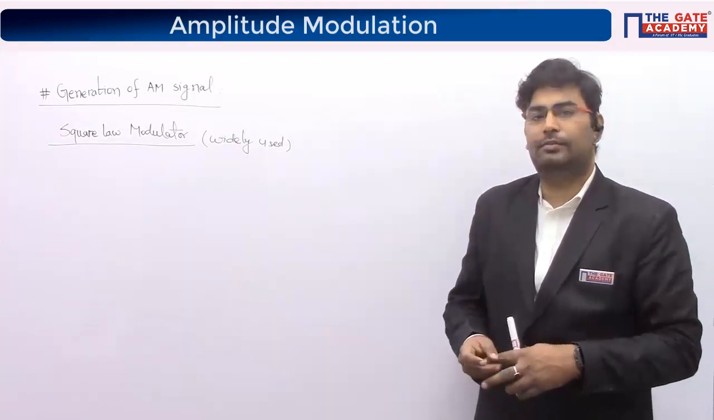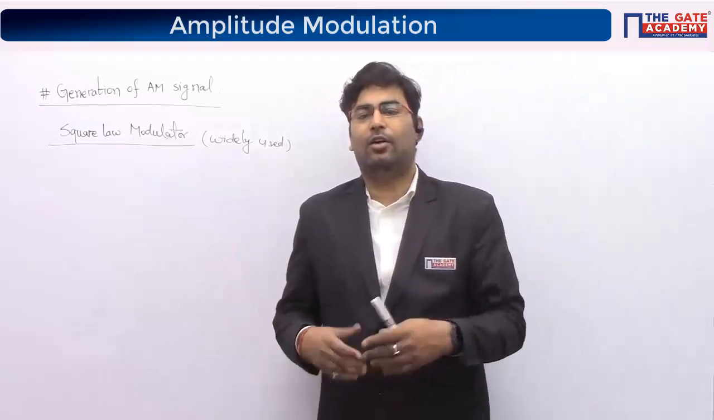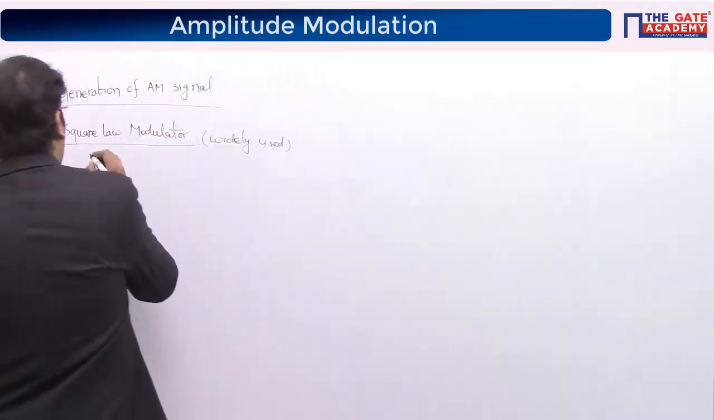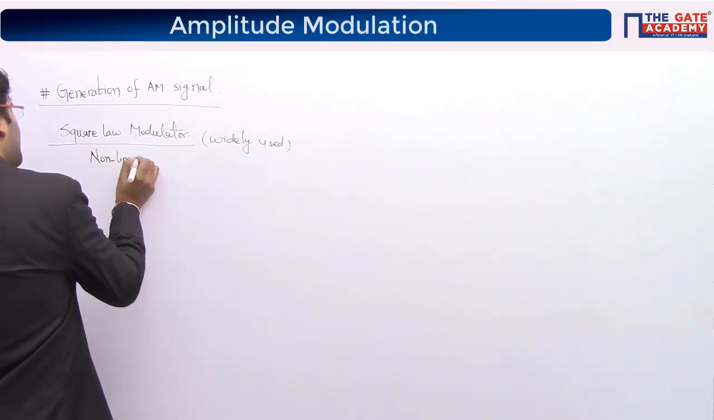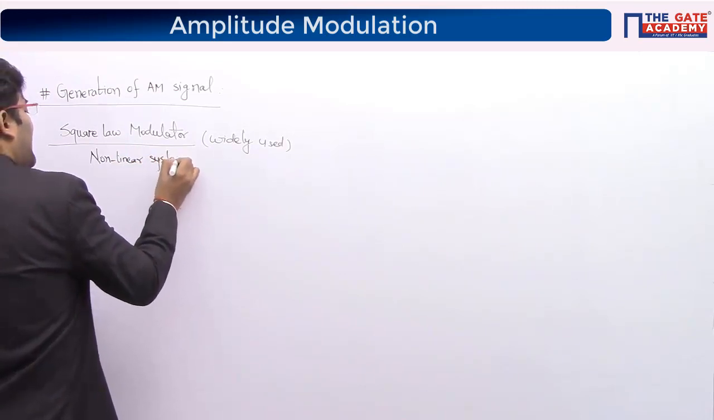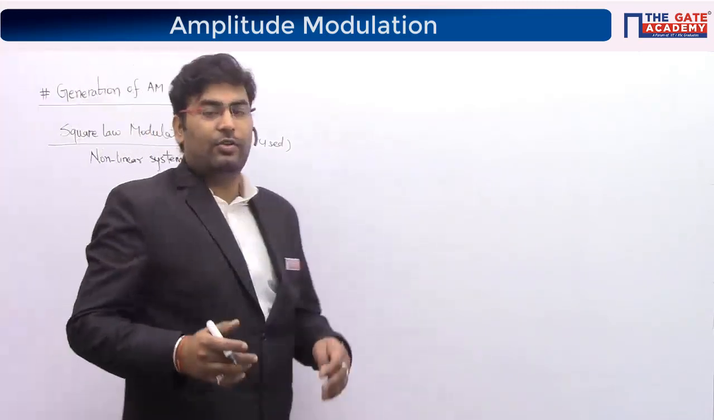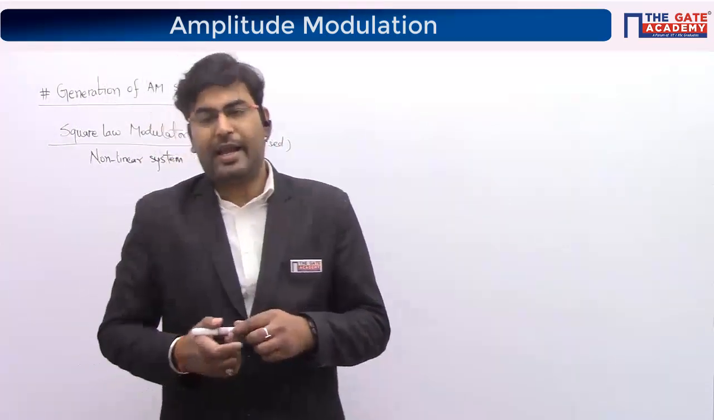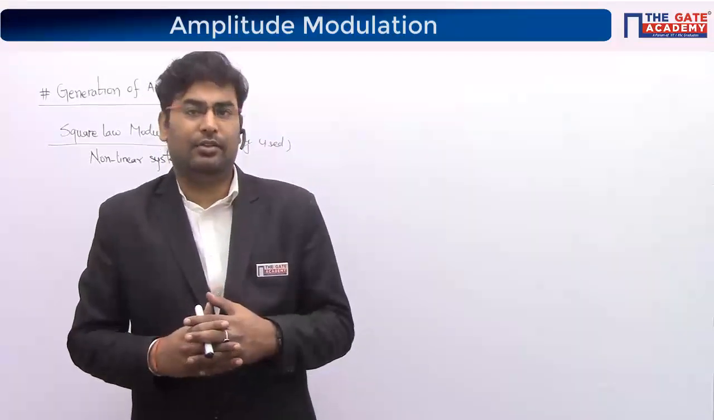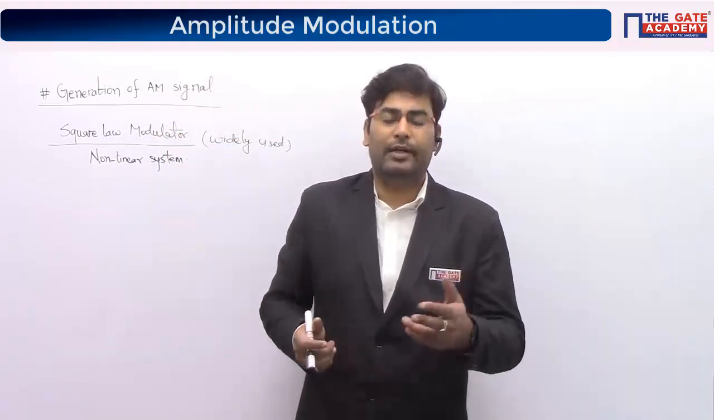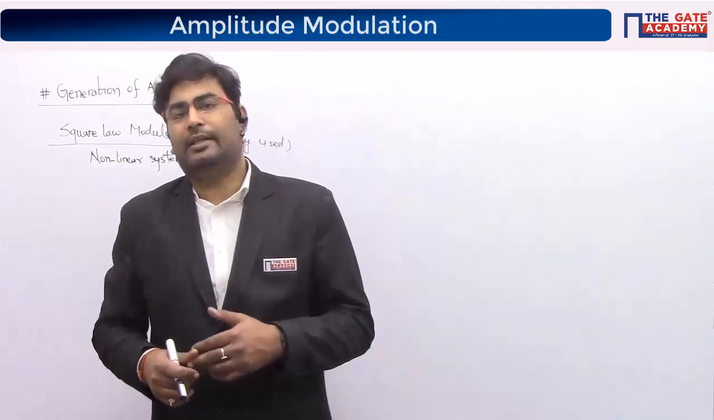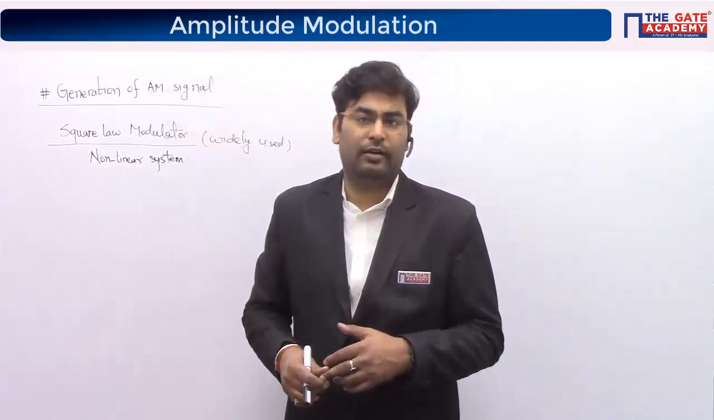How does it actually work? We have a square law modulator, which is a non-linear device, or you can also call it a non-linear system. Because the moment you see square, it cannot be linear, right? So square uses a non-linear system. If you open that non-linear system box, you will certainly find some diodes, because diodes are those electronic components that we can use to generate a square law kind of equation.